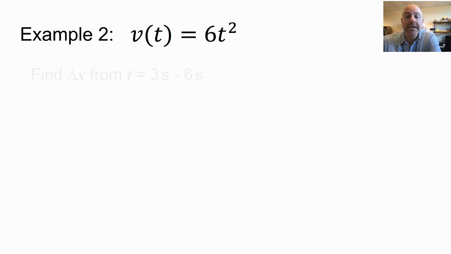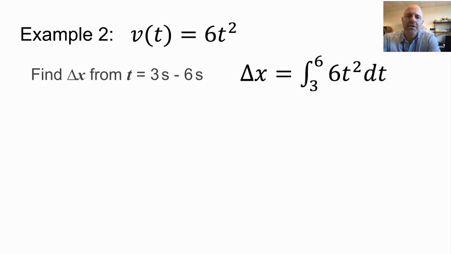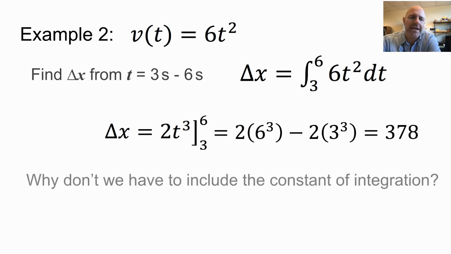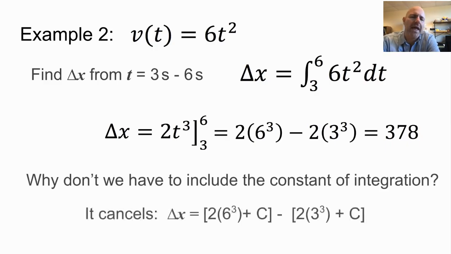Another example, we can do this in kinematics. What is the displacement from 3 to 6 seconds? So again, it takes that form, integral from 3 to 6 of 6t squared dt. When we take the antiderivative, we get 2t cubed, evaluated from 3 to 6, and that gives us 378 meters. Why don't we have to include the constant of integration? Well, the reason for that is that if it occurs in every antiderivative here, we end up having plus c and minus c, which goes away.